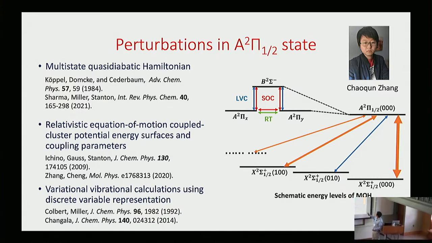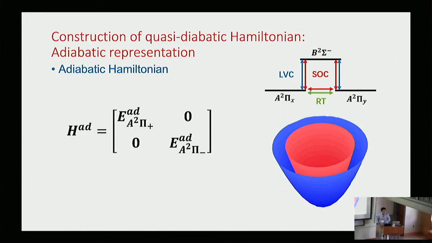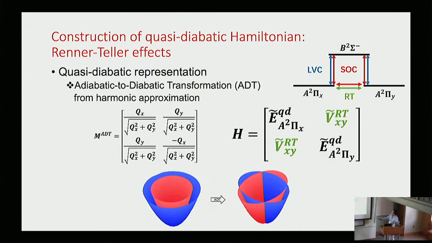Here Chaojun wrote his own program within C4 using the Miller algorithm, and we will be focusing on the vibronic transitions. And so very quickly, the construction of the quasi-diabatic Hamiltonian starts with the adiabatic representation. Then one does the diabatic transformation from the adiabatic to the quasi-diabatic representation.